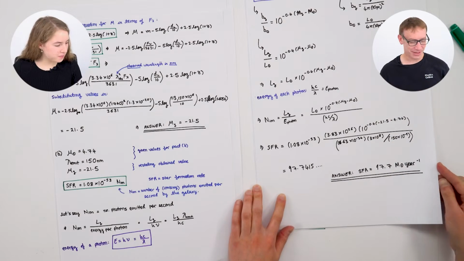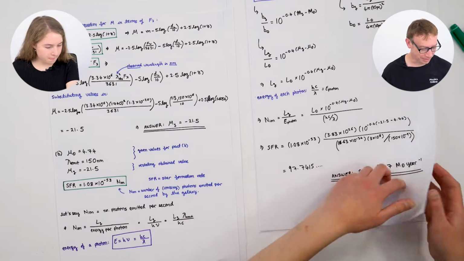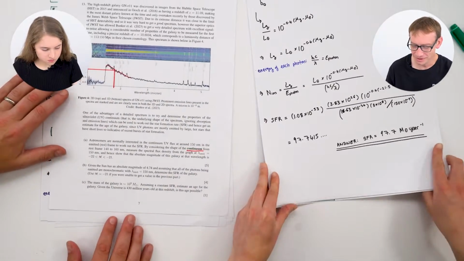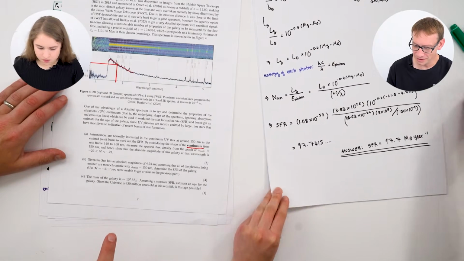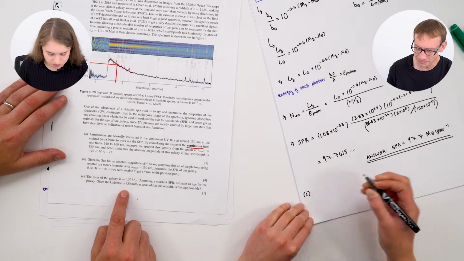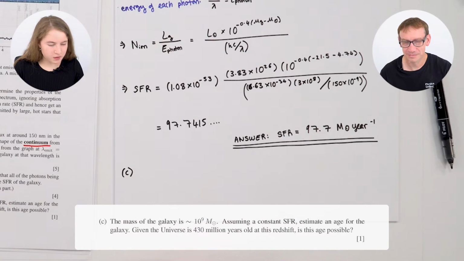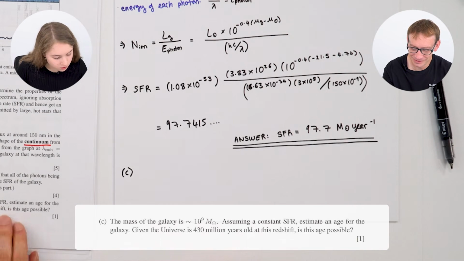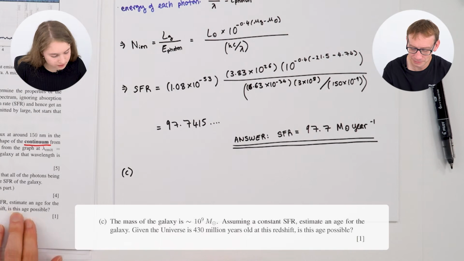And the last bit then, it's just 1 mark, isn't it? So let's do the last question here, which is about the age of the universe. The mass of the galaxy is about 10 billion solar masses. That's kind of awesome. Assuming a constant star formation rate, estimate an age for the galaxy.